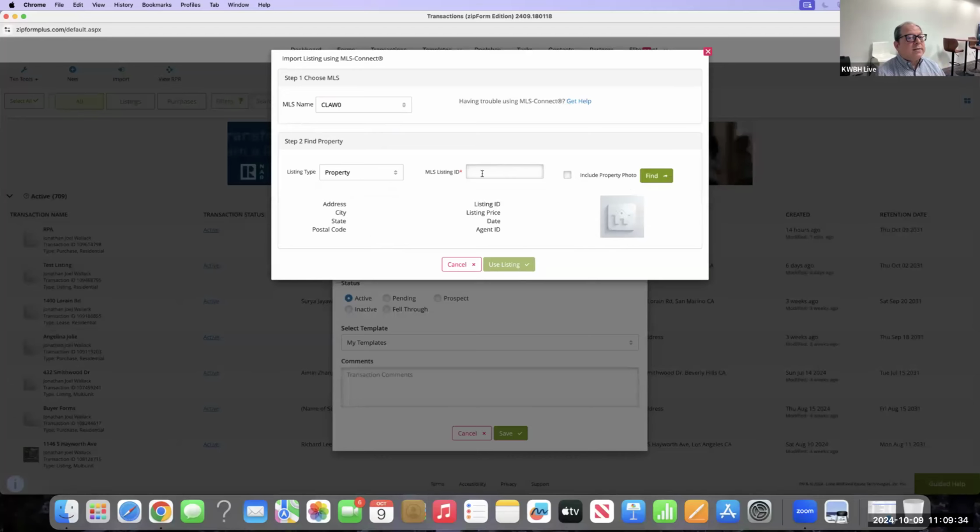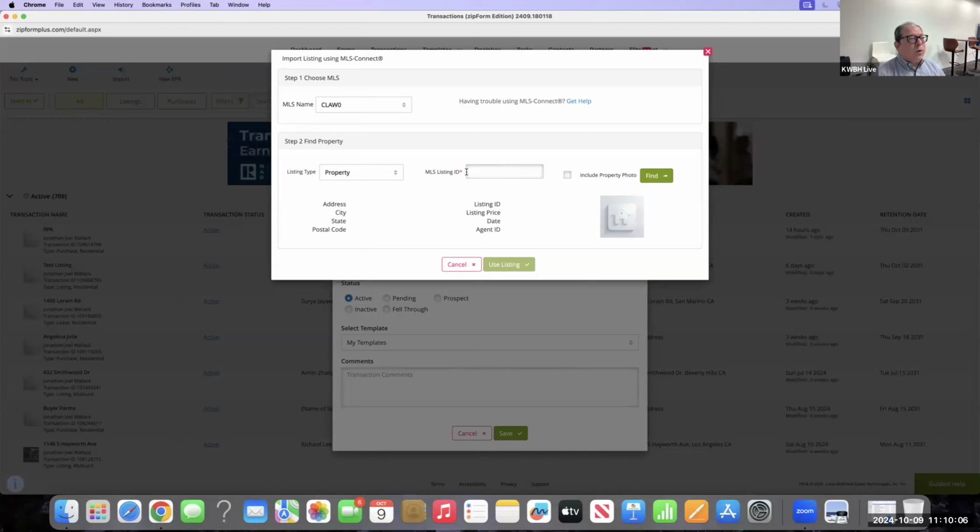It should find it. Okay, now our MLS, we use CLAW, Los Angeles West Side. Our MLS has a very unique numbering system. If you were to enter a new listing this year, it would start with 24. If it was a listing that was entered last year, it would be 23. It's always been like that. If you were looking at a listing that was entered into CLAW from 1999, it would start with 99. So it's 99 dash. Now it's 24 dash and then six numbers.